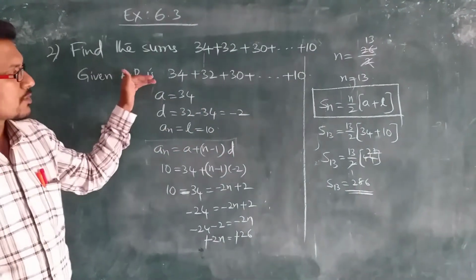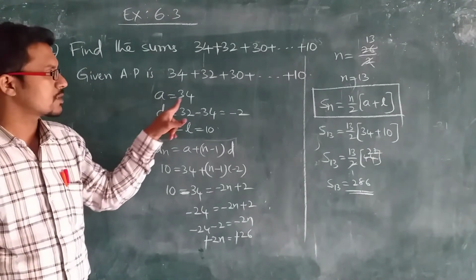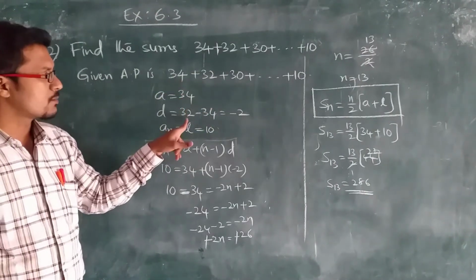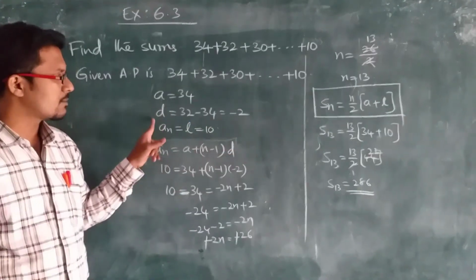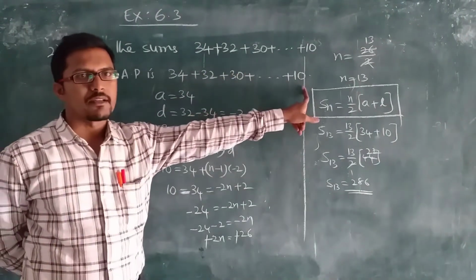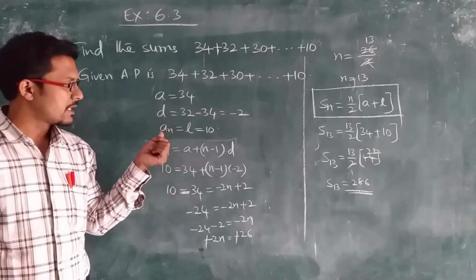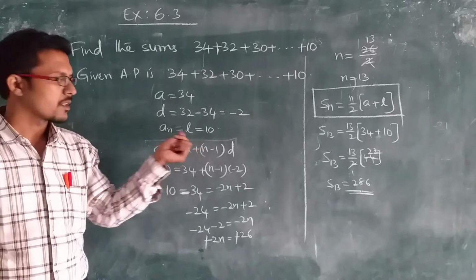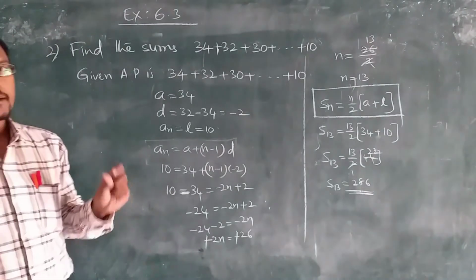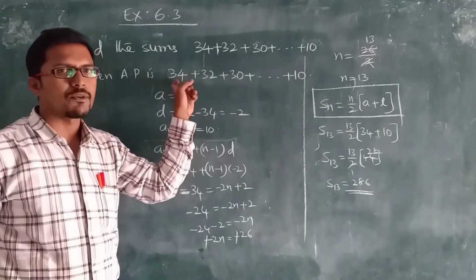Now, we have to write what is given in the AP. The first term is given, a is equal to 34, and d is 32 minus 34, that is minus 2, so the common difference is minus 2. One more thing given is the last term, which we already discussed. The last term is nothing but the nth term and is also denoted with L. So an or L is 10. We have to find the number of terms here. We know the terms, but how many terms are there between 34 and 10?